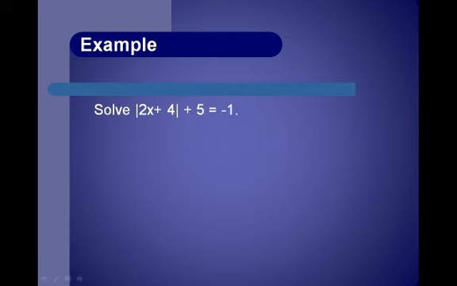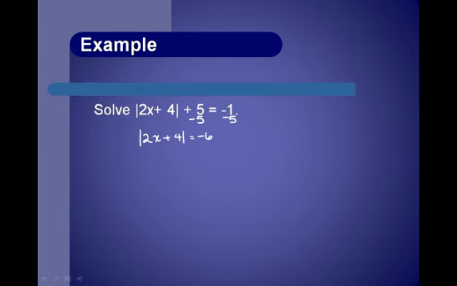Okay, one more. Solve the equation, the absolute value of 2x plus 4 plus 5 equals negative 1. In order to solve an absolute value equation, you need to get the bars on a side by themselves. So the first thing we're going to do is subtract 5 from both sides. So we get the absolute value of 2x plus 4 equals negative 6.